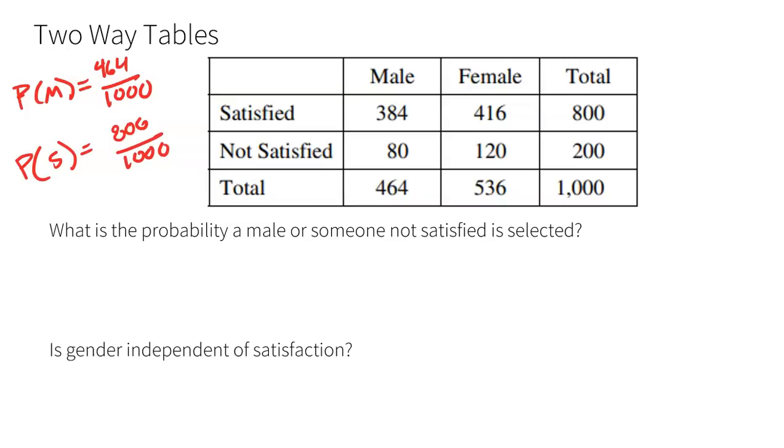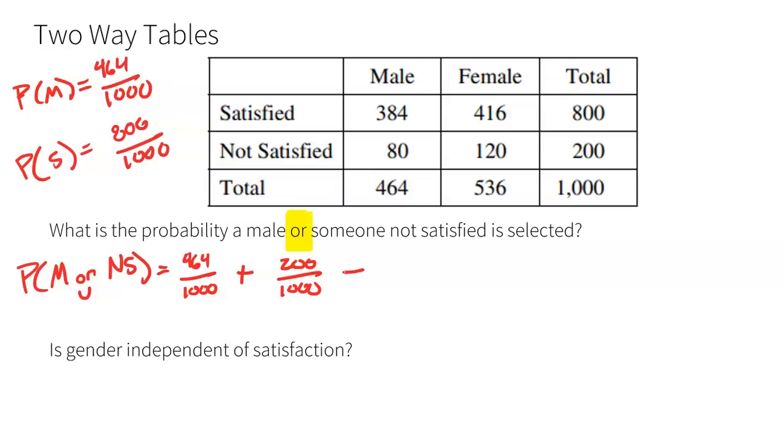But then we could also ask a question like this. What is the probability that a male or someone not satisfied is selected? So we see that word "or," so we're going to have to use that formula for male or not satisfied. All right, so here we're going to start off with the probability of male. Male, like we already did, was 464 total males out of the 1,000, plus not satisfied, that's 200 out of the 1,000. And then we're going to subtract the both.